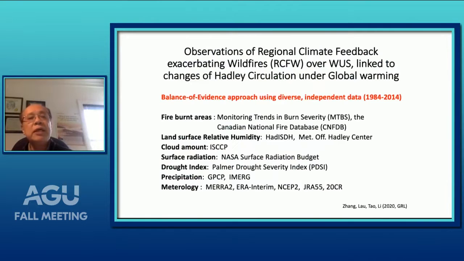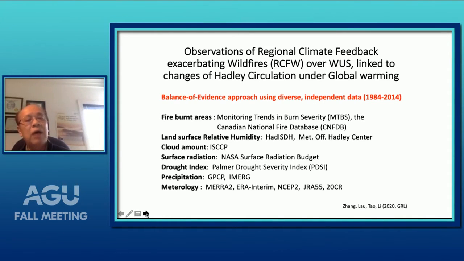And so our approach for this study actually uses what we call the balance of evidence approach. We don't use a single data set, but we use diverse, independent data sets for 30 years. This is a relatively short period from a climate warming point of view, but we use this balance of evidence approach. That means this set of observations are independent of each other. The most important one, obviously, is the fire burn area. And then we have the land surface relative humidity, cloud amount, surface radiation, the drought index, precipitation, and meteorology from 5 reanalysis data. There are more than 10 or 15 different data sets that we use in order to come up with our answer.